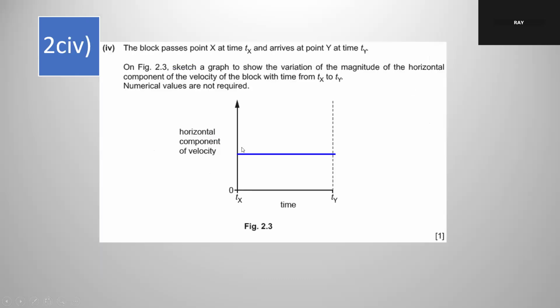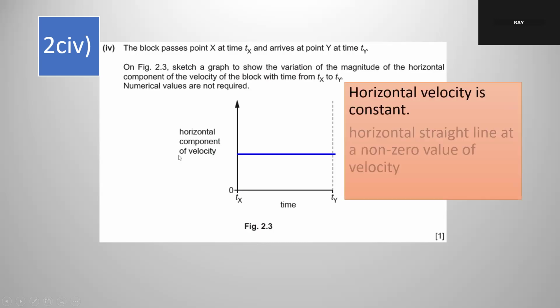They are very particular these days, asking you to sketch the graph. The block passes through x at time tx and arrives at y at ty. Sketch the graph showing the variation in magnitude of the horizontal component of velocity of the block from tx to ty. So horizontal velocity is constant. It's a horizontal straight line at a non-zero value of velocity.